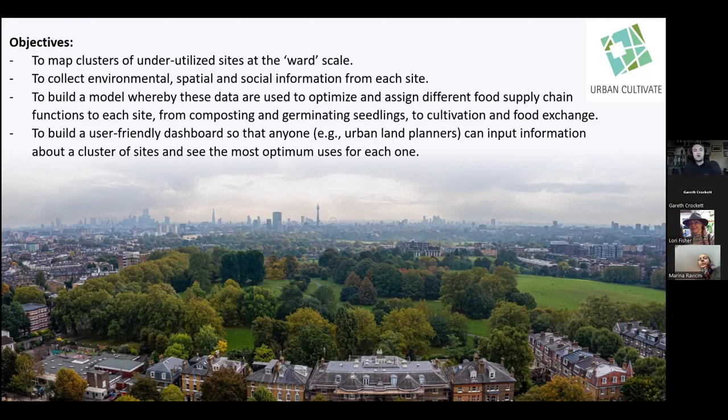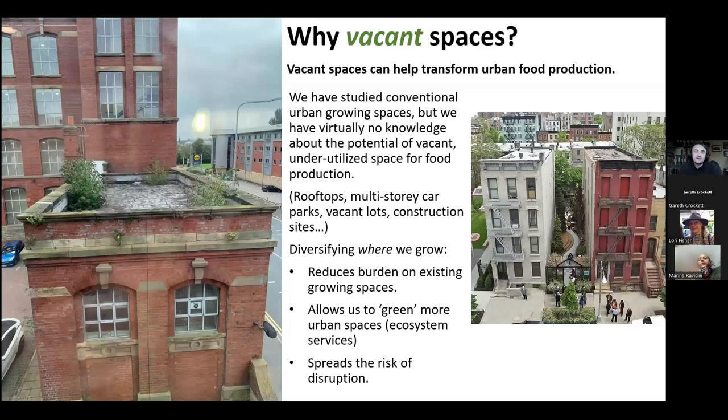Well, we have quite a lot of knowledge, relatively speaking, about the conventional growing spaces, so allotments, community gardens and so on. But the potential of underutilized areas, little pockets of vacant spaces in towns and cities, is where we have less knowledge and less understanding. These can range all the way from rooftops, multi-story car parks, construction sites, and so on.